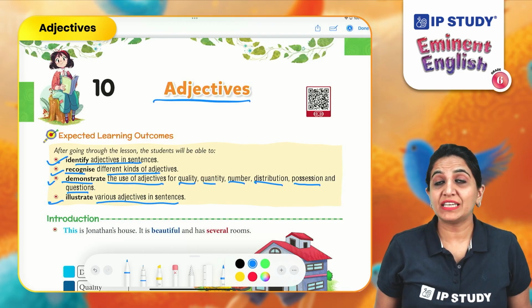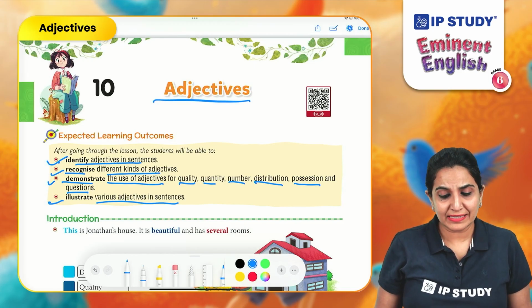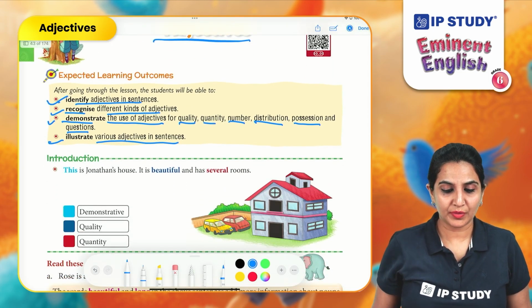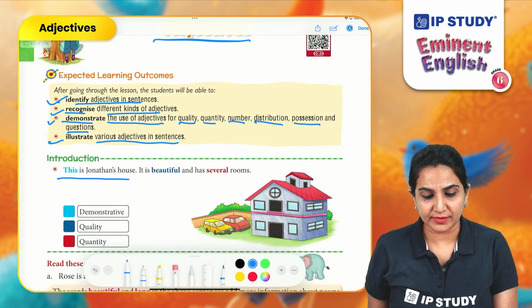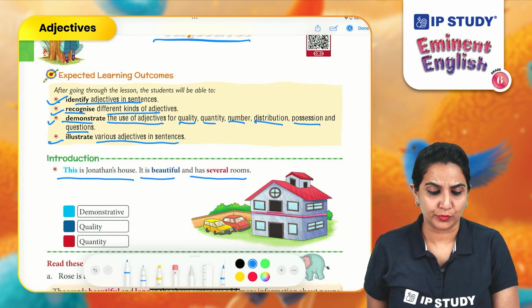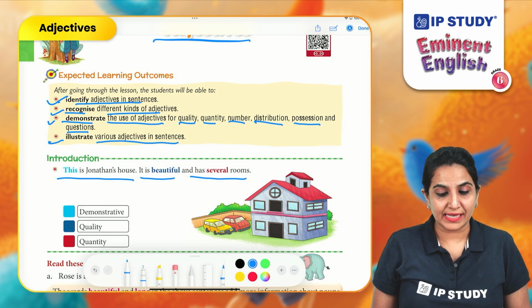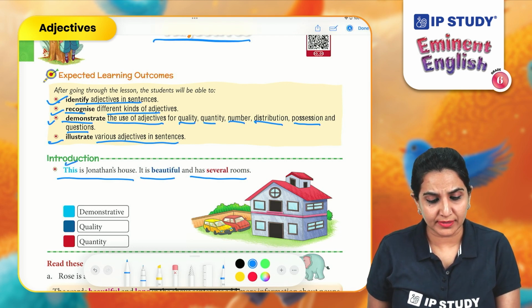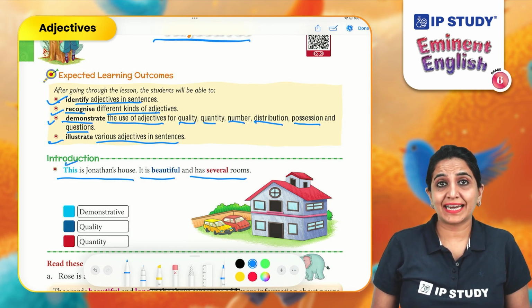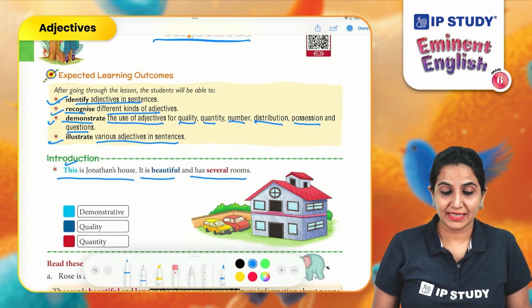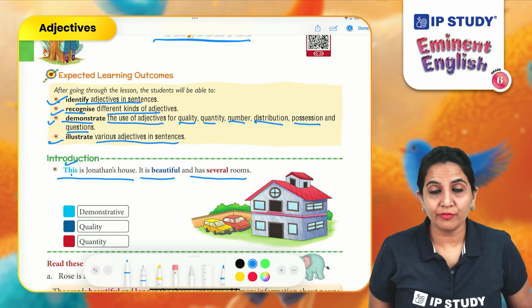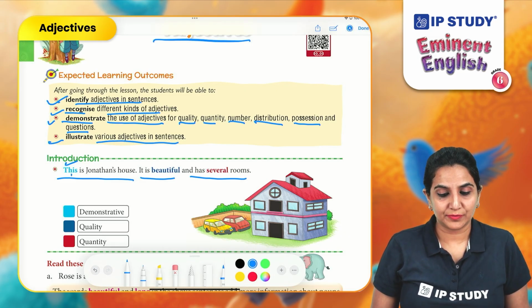Before we dive deeper into this topic, let us study this small example. This is Jonathan's house, it is beautiful and has several rooms. As you can see, this is Jonathan's house means we're describing this. We're describing Jonathan's house with the word this. This is an example of demonstrative adjective.